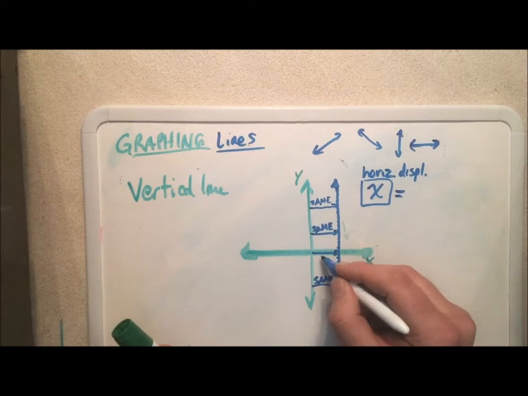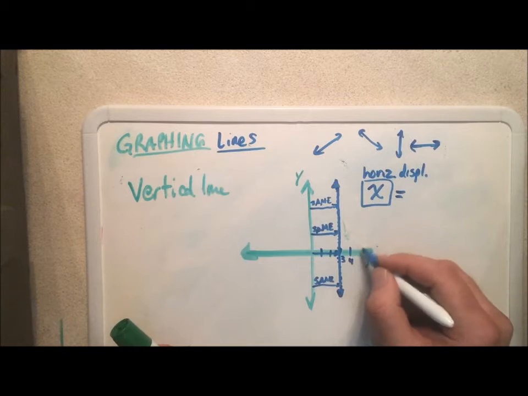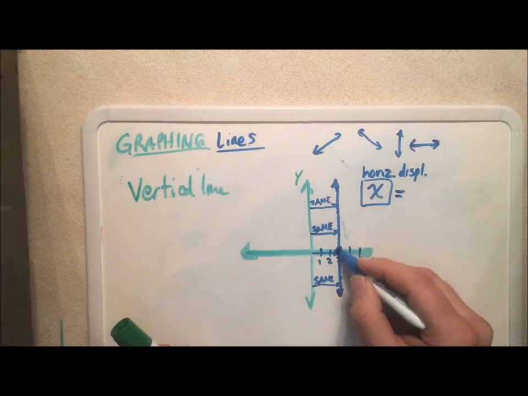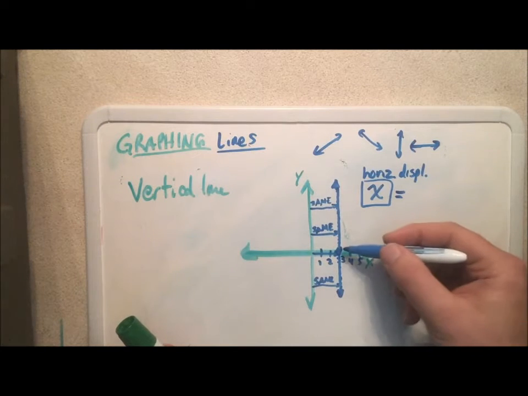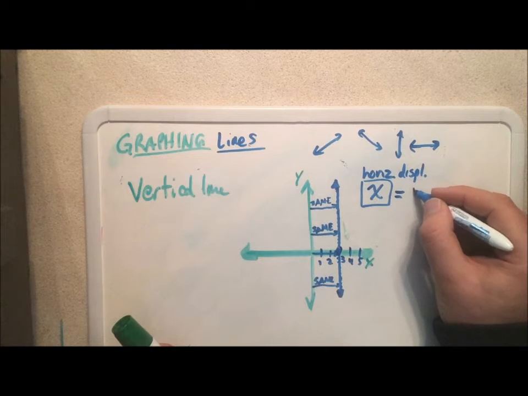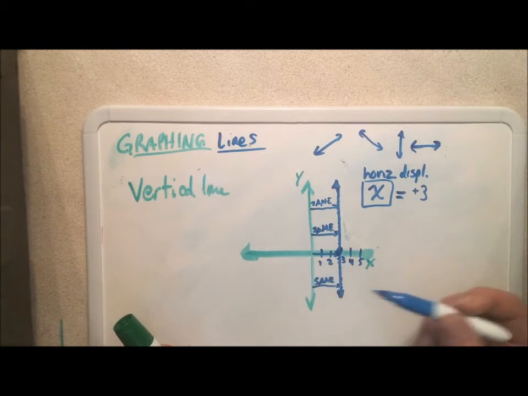Now let's say that was like 1, 2, 3. So I put a little 3 there, 4 is over there, 5 is over there, 2, 1. 1, 2, 3, 4, 5. Let's say it was exactly 3 units to the side. Every dot on this blue line has a horizontal displacement of positive 3, because every dot is exactly 3 units to the right.